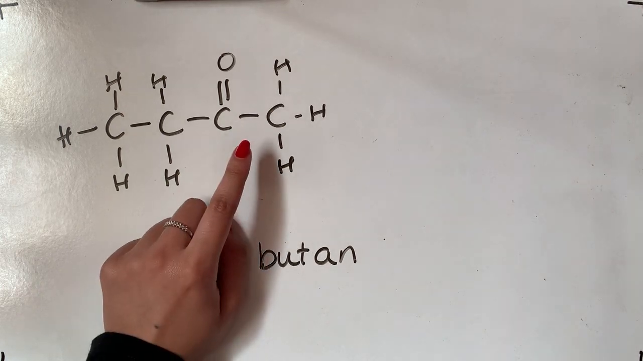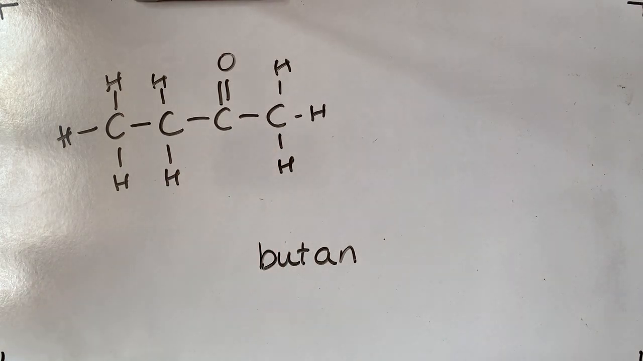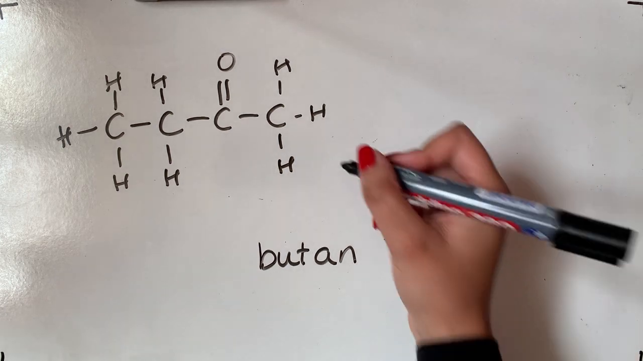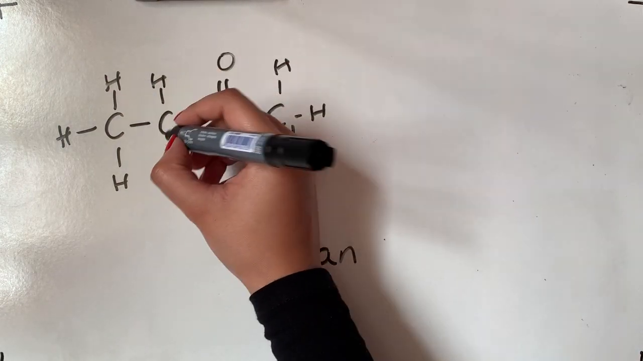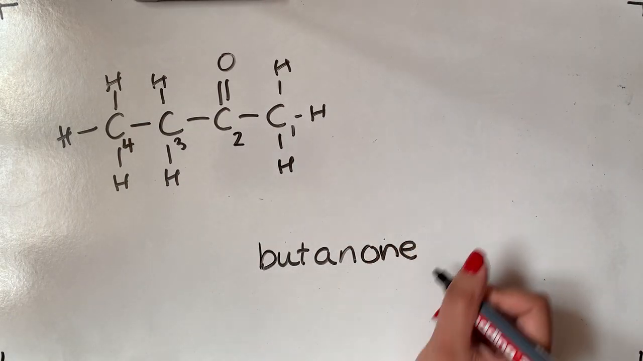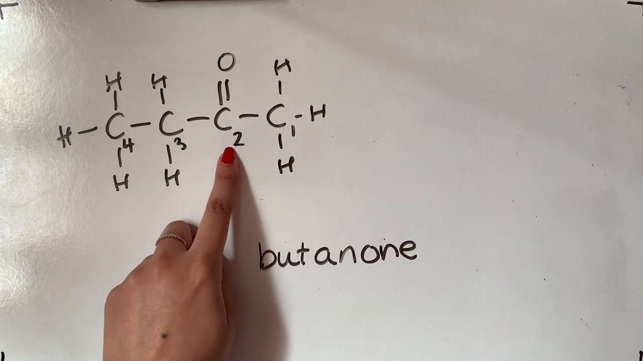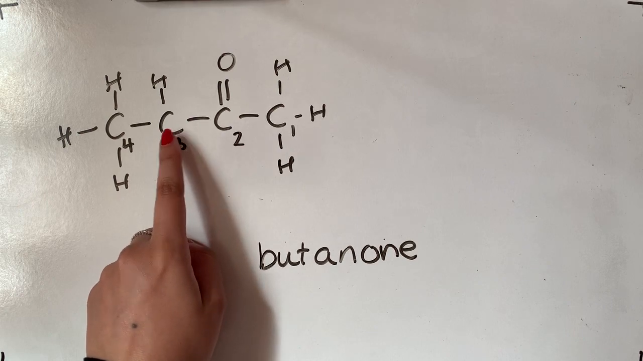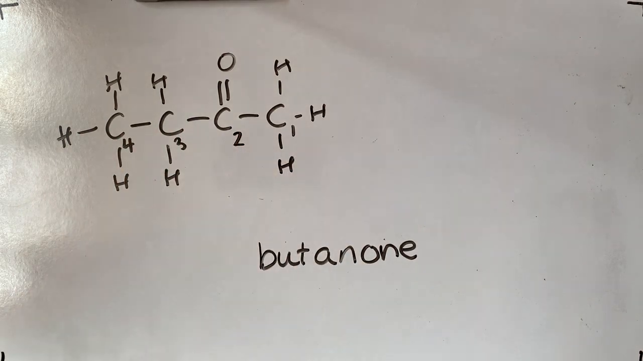Okay. Now we've got to number the carbons. We've got to show which carbon it's found on. Again, in this one, you don't actually need to have a number because it's always got to be found on carbon number 2. So this one here is called butanone. As you can see, if it was over here, it'd still be carbon number 2. If it was on this carbon or this carbon, it actually becomes butanal. So we don't need to put a number in this one either.